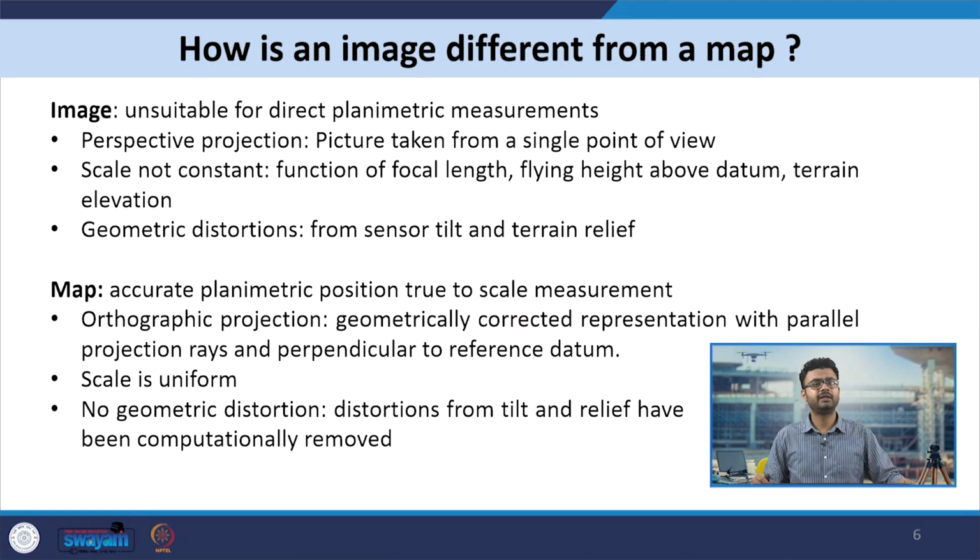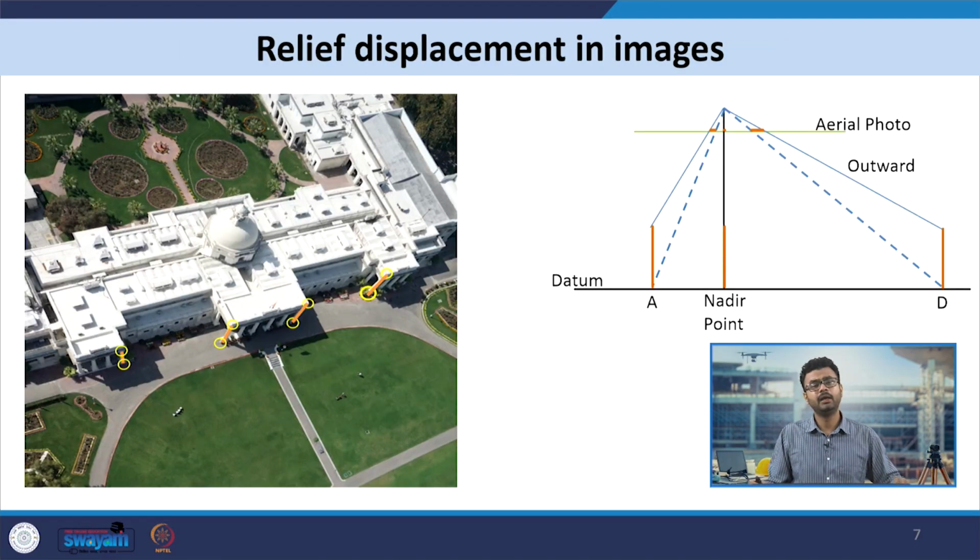Based on these, we can say an image is unsuitable for direct planimetric measurements, while a map is suitable for finding accurate planimetric positions, which are true-to-scale measurements. So, our goal is to generate a map with the help of images. In addition to these, images also suffer from relief displacement. For example, you can see on the left side that the top and the bottom of the pillars of those buildings are not aligned, they are not superimposed on top of each other. In fact, the top appears to have been displaced away from the bottom.